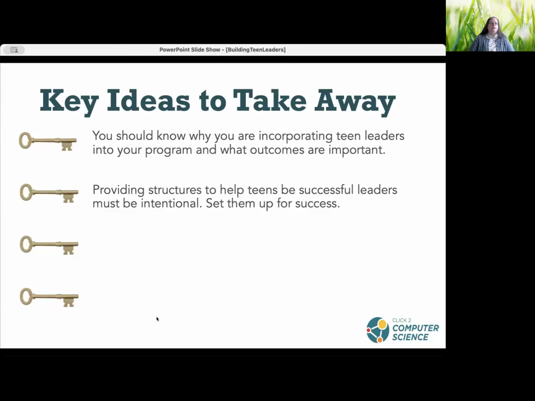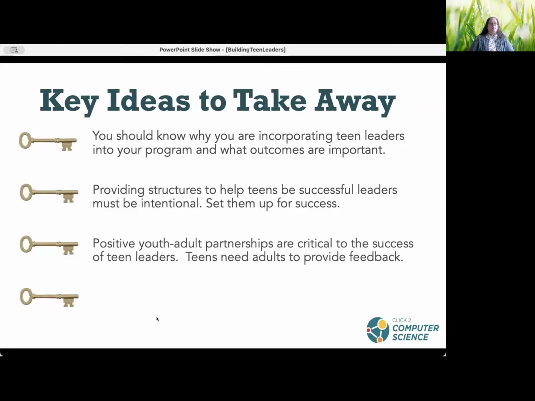And then the third one is that positive youth-adult partnerships are critical to the success of teen leaders, and there's a lot of research on this as well. You really need adults that care about the success of your teen leaders and can invest the time in the teens and their development. That's been one of the struggles that I have seen in after school programs that I've worked with. They don't necessarily have the staff to invest time in the teen leaders, and so they really have to make some sacrifices and some choices about how they're going to do that.